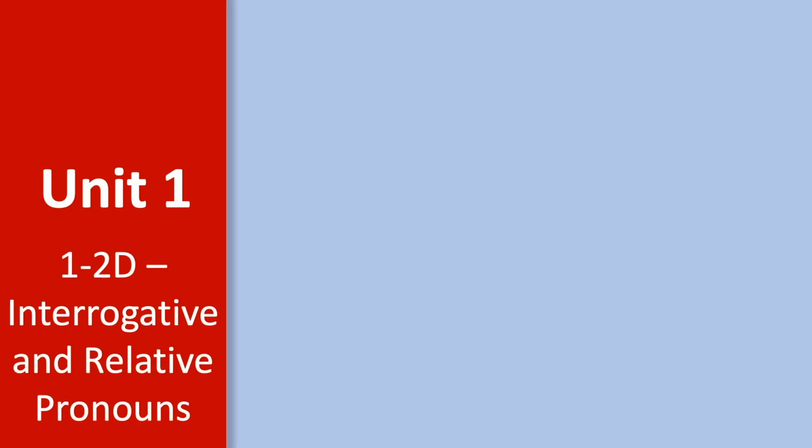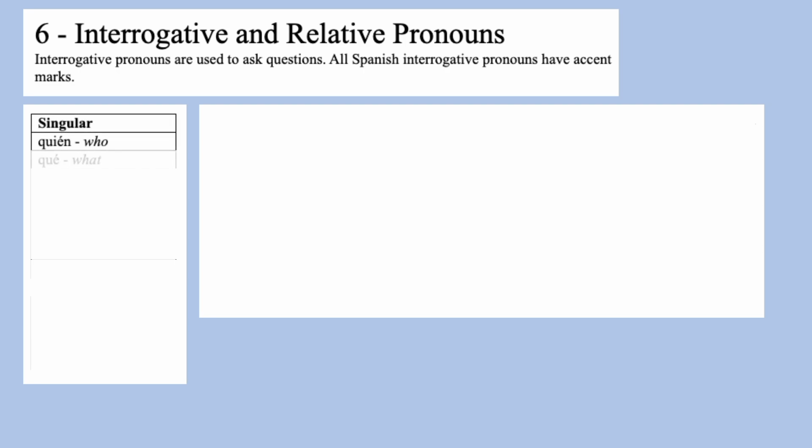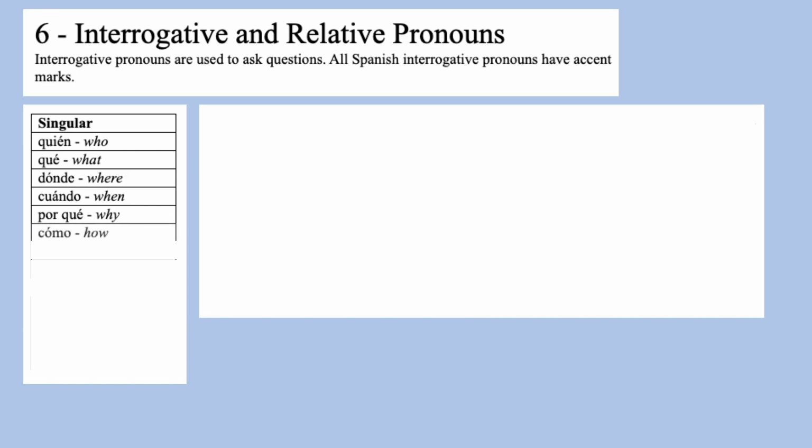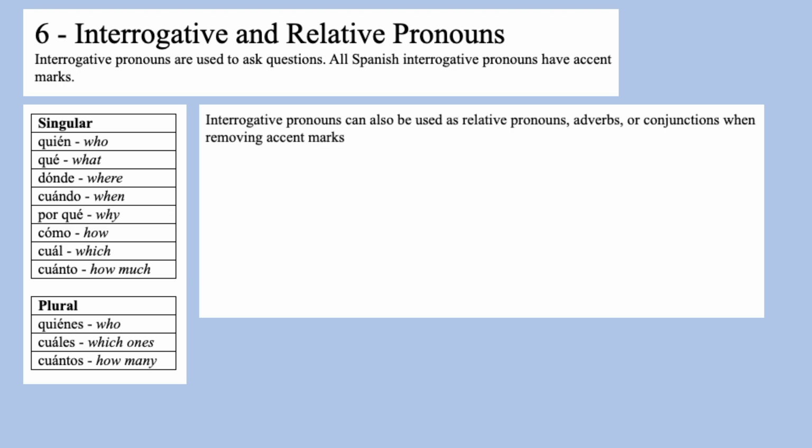Unit 1, Lesson 2D on interrogative and relative pronouns. Interrogative pronouns ask questions, and in Spanish, all interrogative pronouns have accent marks. The singular interrogative pronouns are quién, qué, dónde, cuándo, por qué, cómo, cuál, cuánto. The plural ones are quiénes, cuáles, cuántos. Interrogative pronouns can also be used as relative pronouns, adverbs, or conjunctions when removing the accent mark.